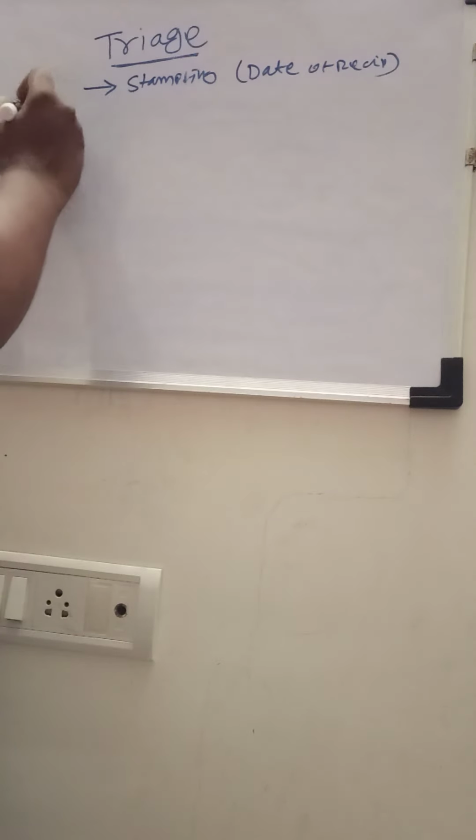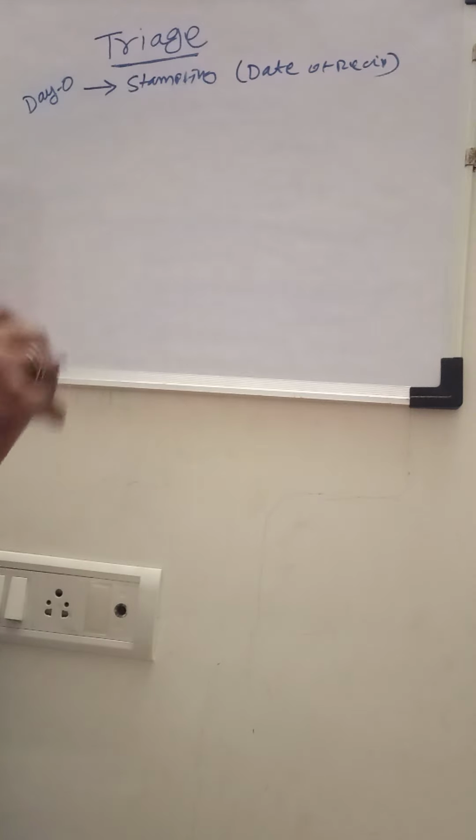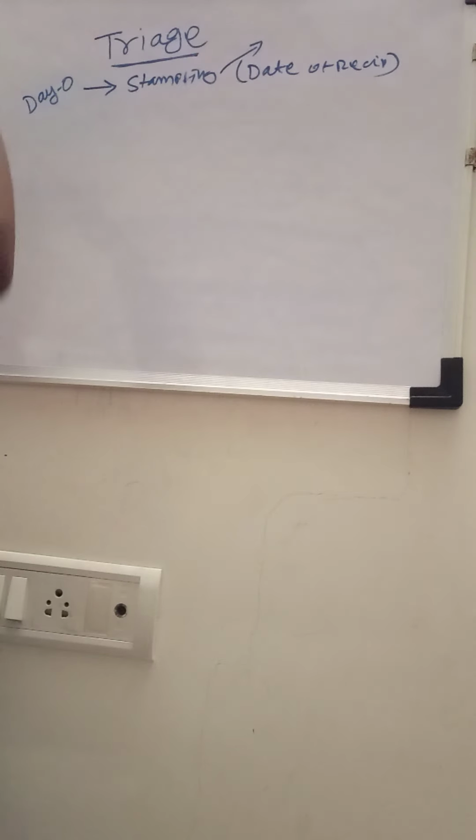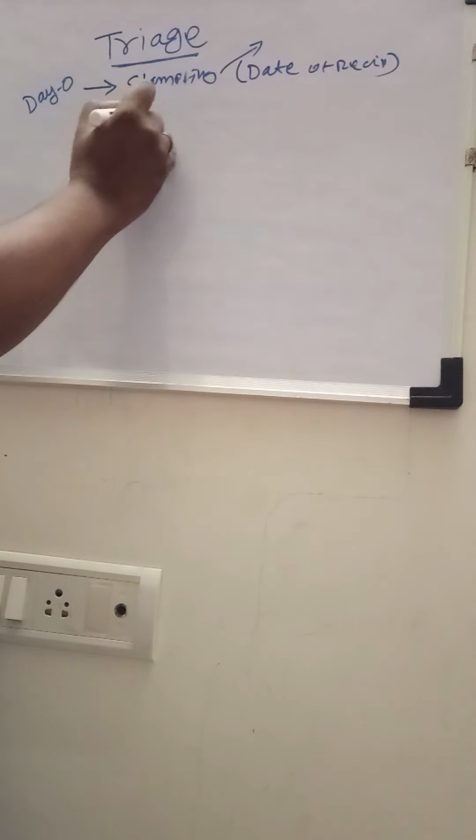And here the clock actually starts. In PV everything is time bound, so here they call it day 0. The clock starts for the marketing authorization holder to report this particular event, the noxious unintended response to the drug, to the regulatory authority. So in this triage team, as soon as the information comes to them, first they will stamp the date of receipt by the manufacturer, that would be sealed. The second thing they perform is a duplicate search.